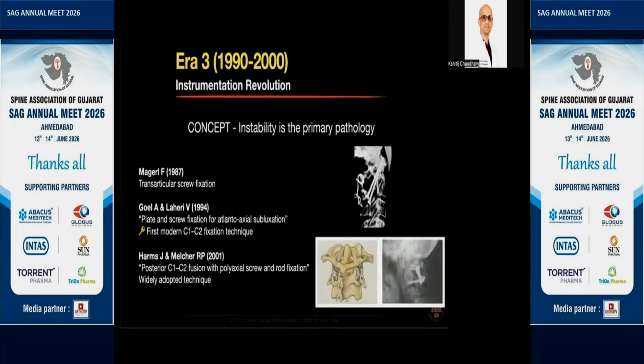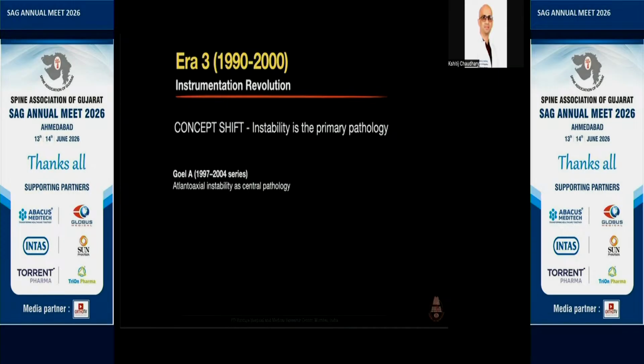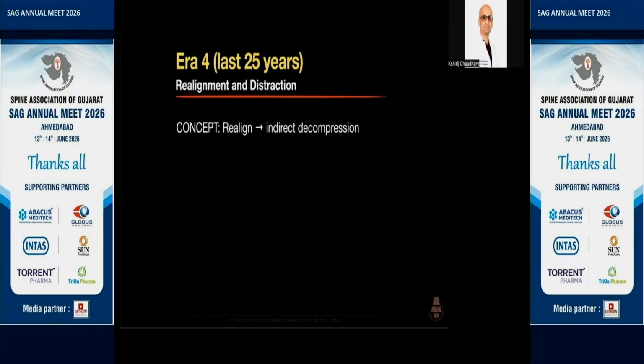One of the most famous papers to come out of India was the Goel-Lahiri C1-C2 fixation method, and this was a significant improvement over the 1987 technique of transarticular screws, which could only be used in reducible dislocations. Goel was also the first to propose this concept that instability is the issue, and he proved that in a series of papers. He showed that many cases improved without the need for anterior surgery.